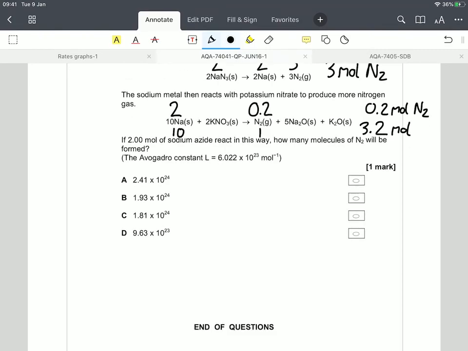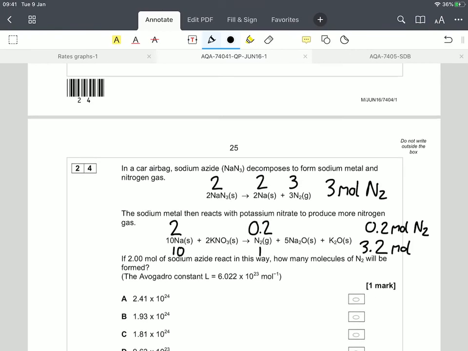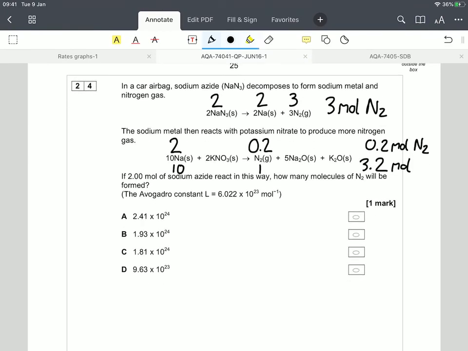Then we need to know how many molecules of N2 will be formed, so we need to use the Avogadro constant. I mentioned this earlier. If it's there, you need to use it. 3.2 times L, which is the Avogadro constant, is going to give us one of these numbers. 1.927 times 10 to the 24. Oh, there it is, 1.93. So it's B. Okay, that's your answer.